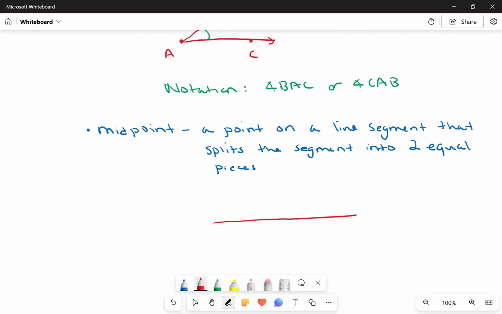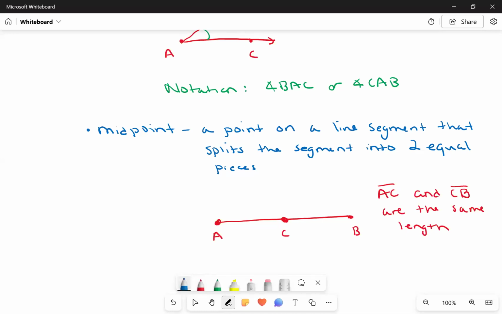So go ahead and draw that. Okay, there we go. Endpoints A, B, and C. So C is a midpoint if the lengths of line segment AC and line segment CB are the same. Okay, so if it splits them up into two equal lengths.